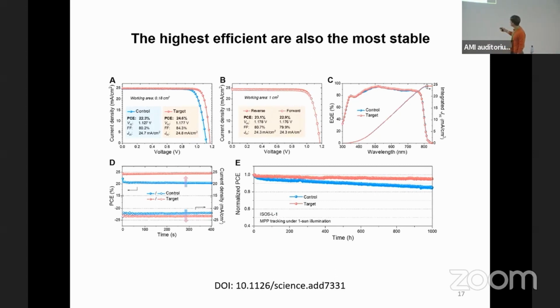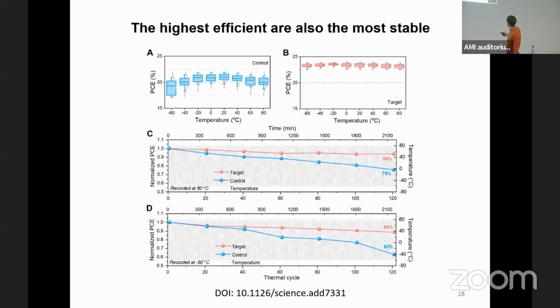We have efficiency well above 24%. This is the stability under MPP, continuous illumination. After 1,000 hours we have below 5% of losses. That's how I extrapolate the T80 of 4,000 hours. And the control goes down to essentially half of the T80 that we got for the polymer-treated sample.